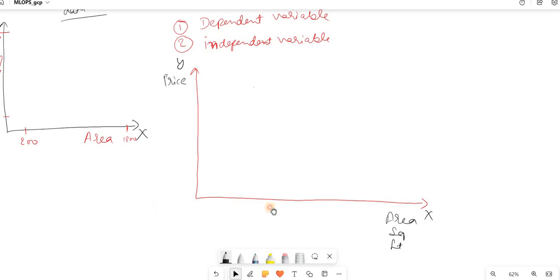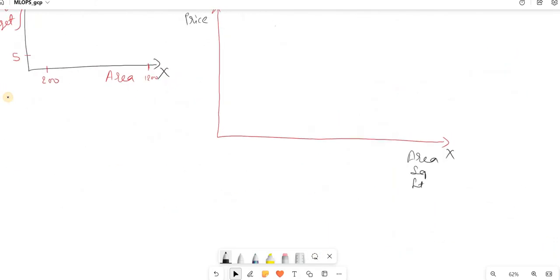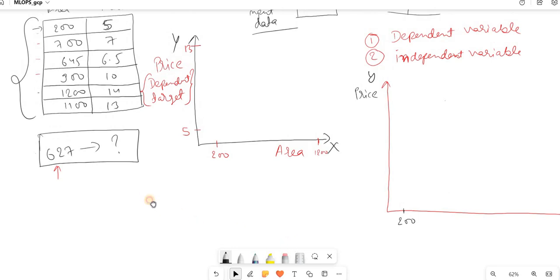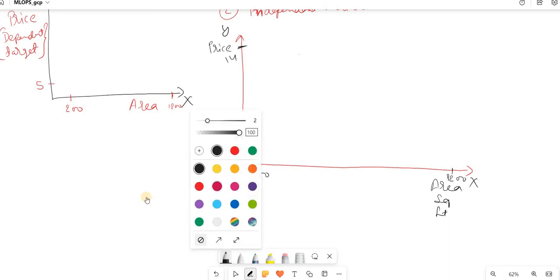According to the values, what do we need to plot? From 200 to 1200, I'm just giving some values randomly. So let's suppose this is 200 and this is 1200. And the y-axis, where will it start and where will it go? 5 lakhs to 14 lakhs. Let us suppose this is 5 lakhs and this is 14 lakhs. Now I'll plot the points randomly. I will not go so precise for the points.